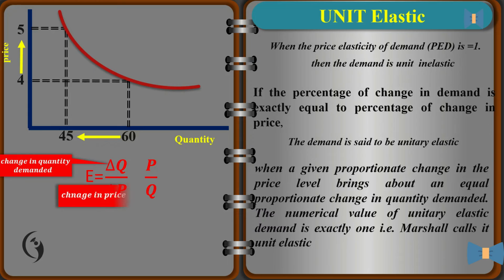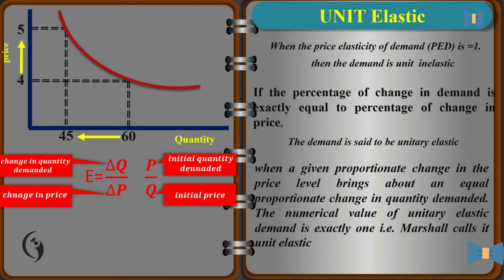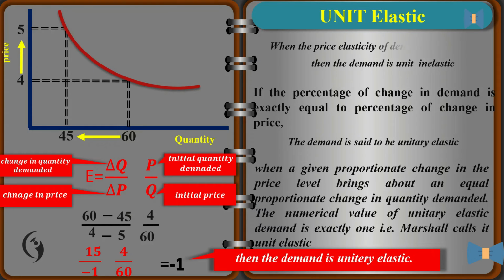Here is an example. At the initial stage, the price is 4 and the corresponding quantity demanded is 60. The price increases from 4 to 5. The quantity demanded decreases from 60 to 45. So what is the elasticity here? A 25% change in price and a 25% change in quantity demanded, the same, is called unit elastic.